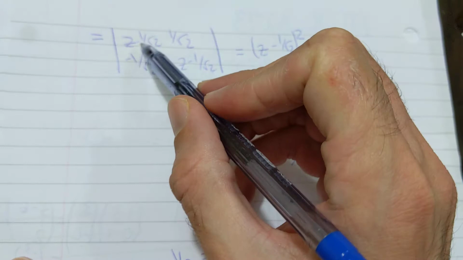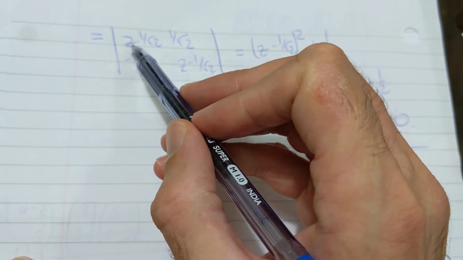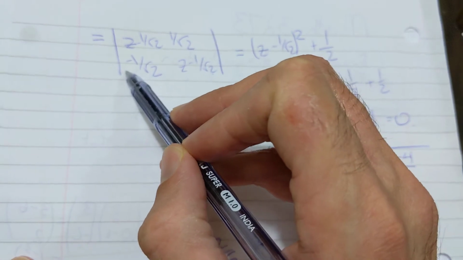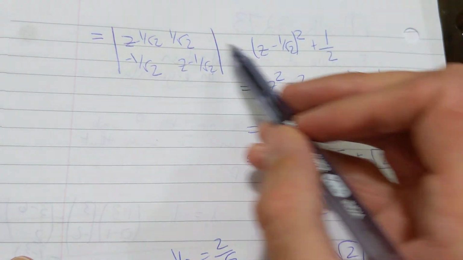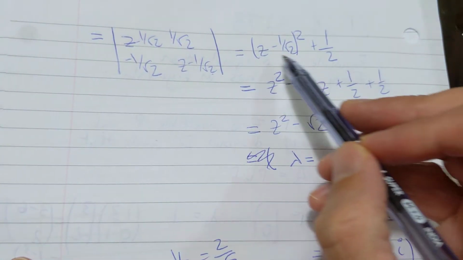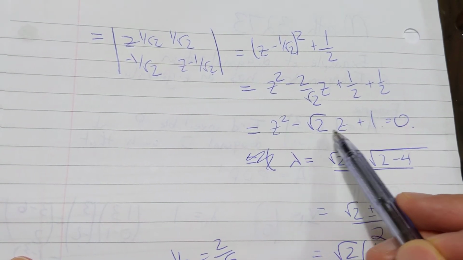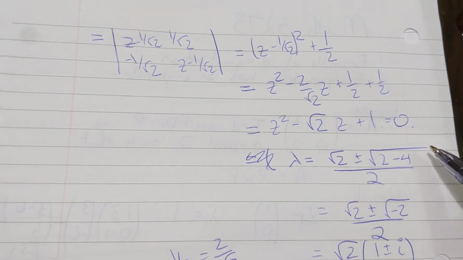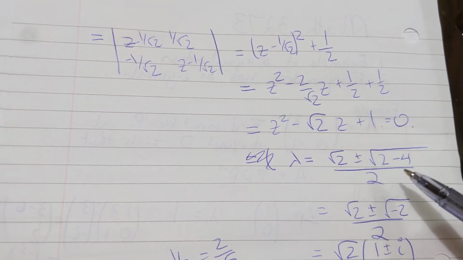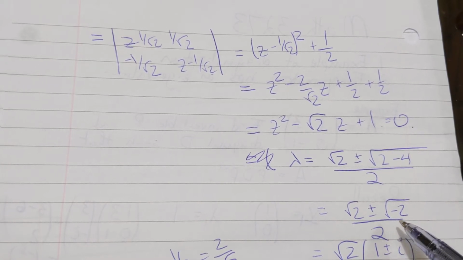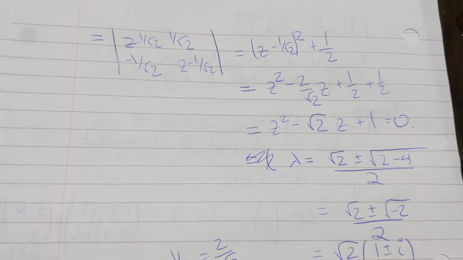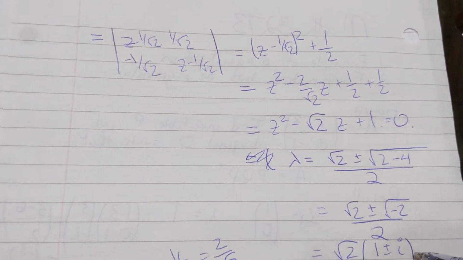So Z minus Q is this matrix: Z minus 1 over root 2, 1 over root 2, -1 over root 2, Z minus 1 over root 2. We compute the determinant, this times this minus this times this, and we get the polynomial Z squared minus root 2 Z plus 1. Solving that equals 0 gives us two eigenvalues, root 2 plus or minus root -2, divided by 2. Or we could rewrite it as root 2 times 1 plus or minus i, divided by 2. Those are our two eigenvalues.